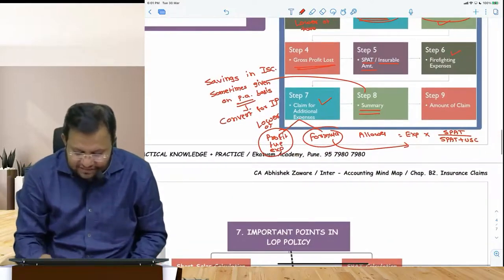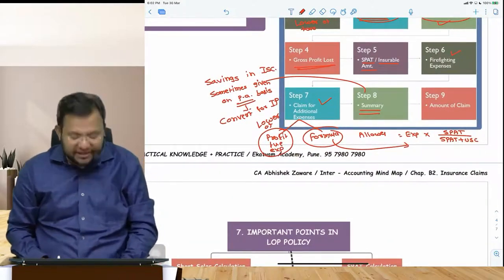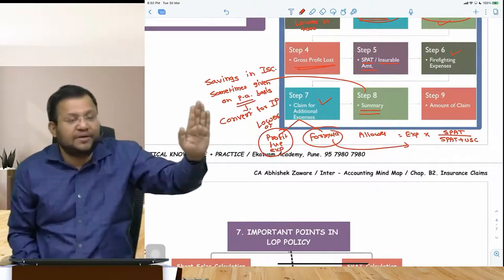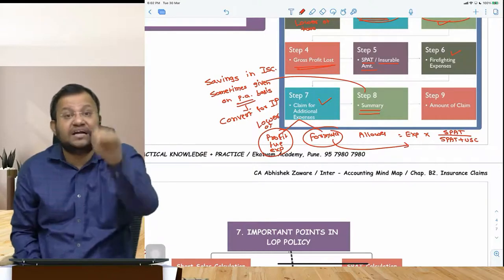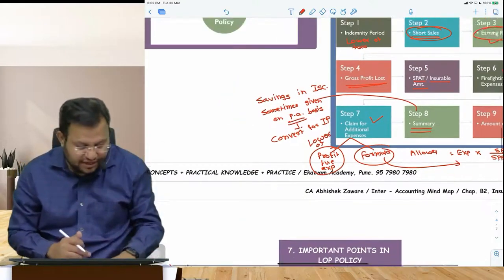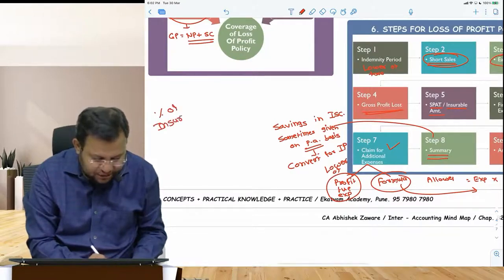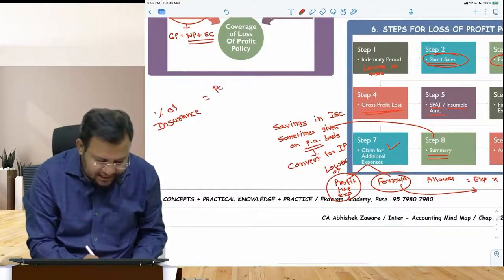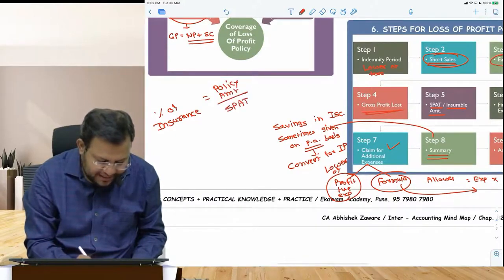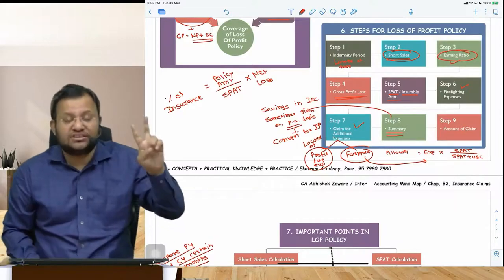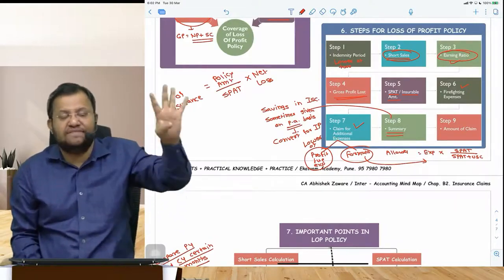That is the summary. And then finally the amount of claim. Amount of claim will be calculated by applying the average clause. So claim will be equal to policy amount divided by SPAT. Policy amount divided by SPAT is the percentage of insurance. So how do you calculate the percentage of insurance? कितना insurance लिया तुमने? Policy amount divided by what? SPAT into net loss. इतना claim आपको मिलेगा.